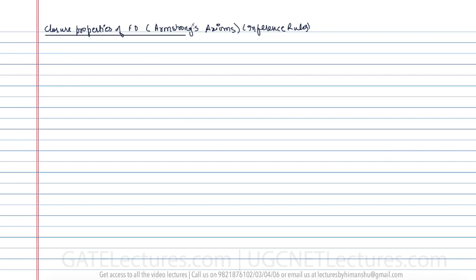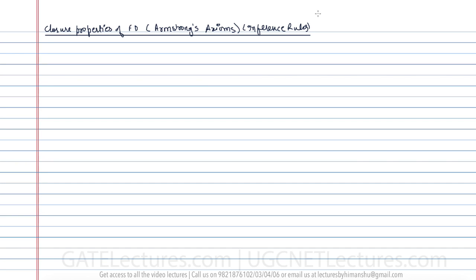Let us look at the closure properties of functional dependencies. These closure properties are also called Armstrong's axioms, or inference rules. Okay, closure properties, or Armstrong's axioms, or inference rules.